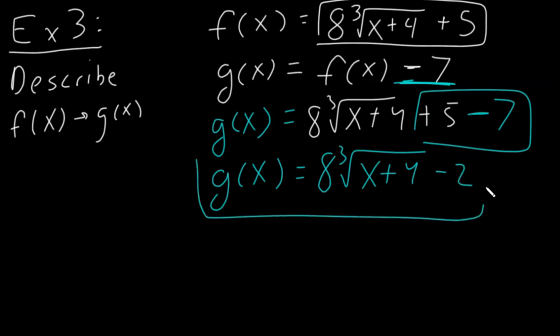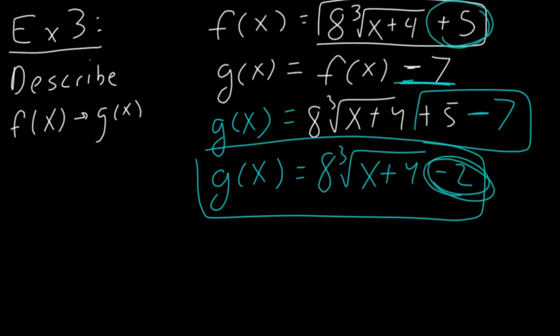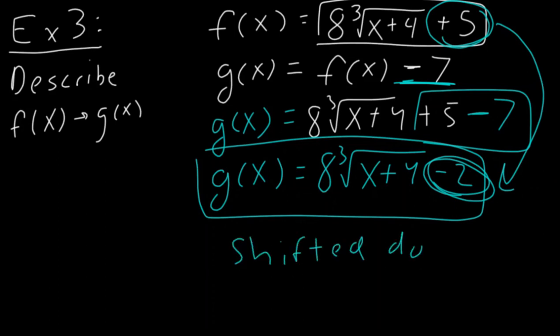Now when I look at g of x, I notice that outside of this, the only thing that has changed from f of x is we went from a positive 5 to a negative 2. So did this increase or decrease? Well, since it decreased, we know that we shifted down. And the question is by how much? Well, we know that negative 2 minus 5 is negative 7. So we shifted down 7 units.